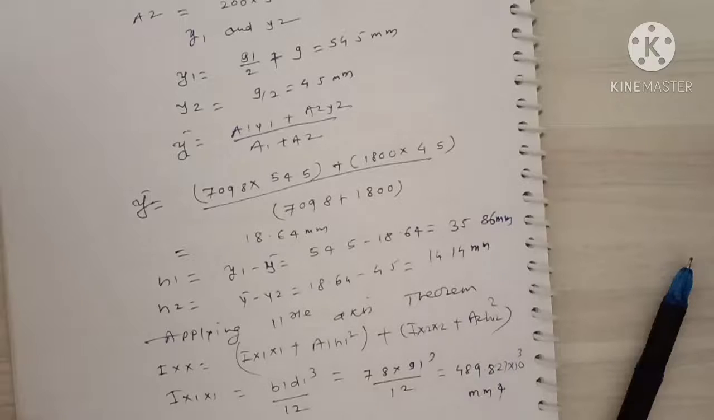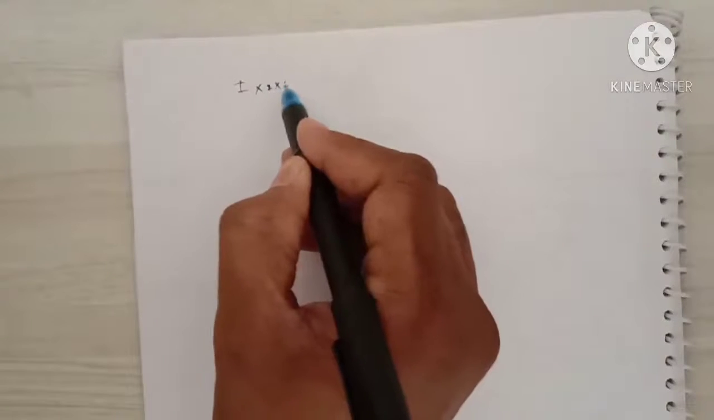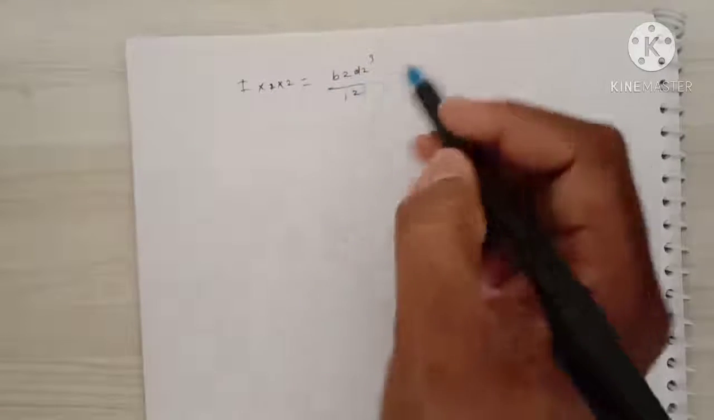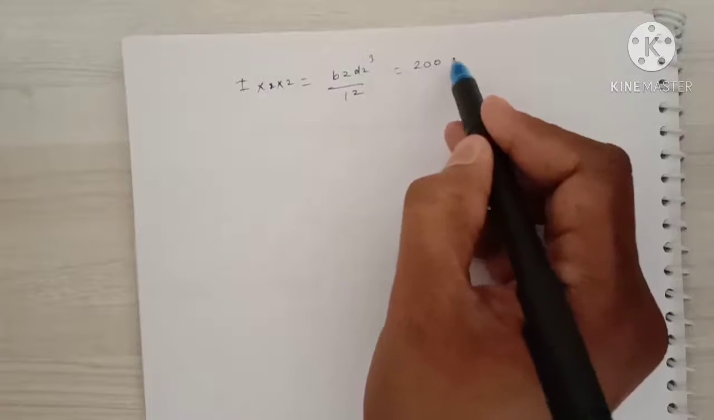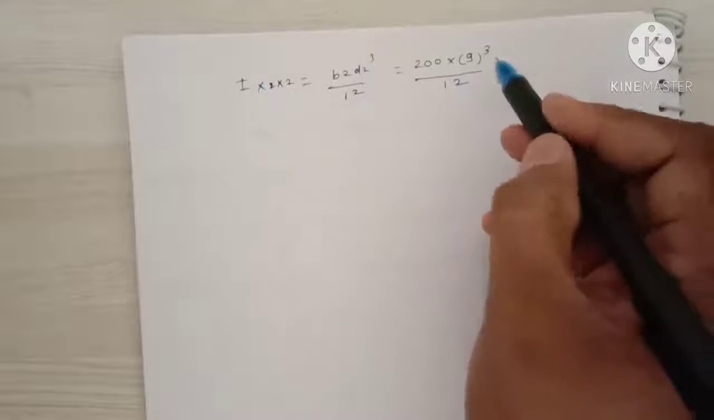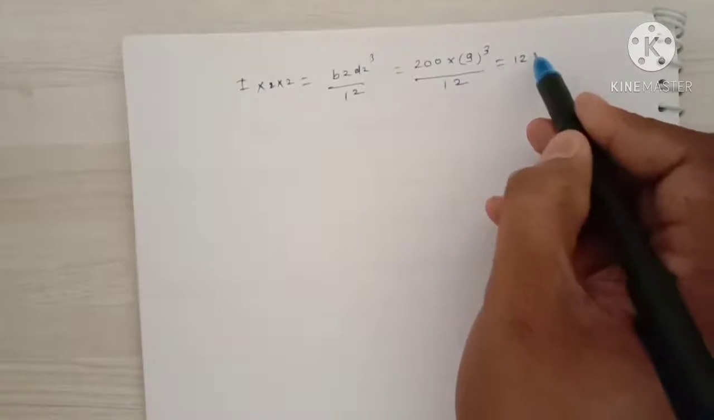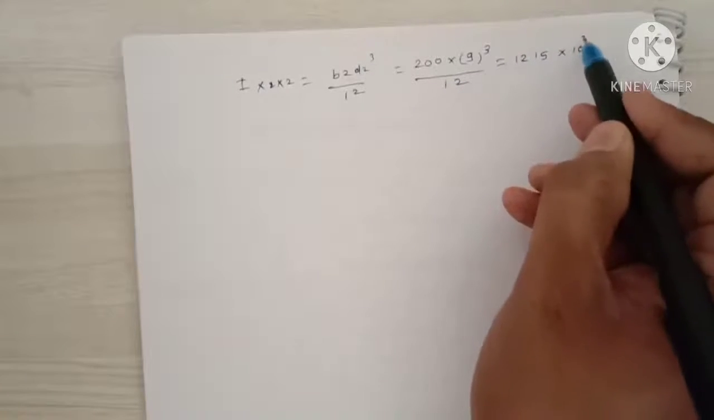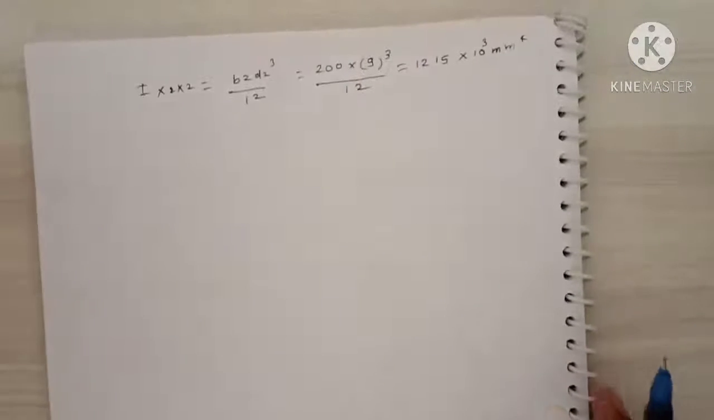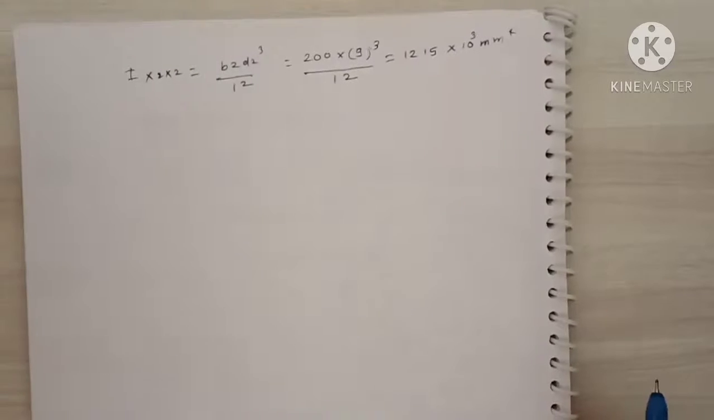Then we calculate Ix2x2. How to calculate Ix2x2? Here Ix2x2 is equal to, the formula will be b2 d2 cube divided by 12. We put in the values 200 into 9 cube divided by 12, that will be equal to 12.15 into 10 raised to 3 mm to the power 4. Okay, this is the value for Ix2x2.